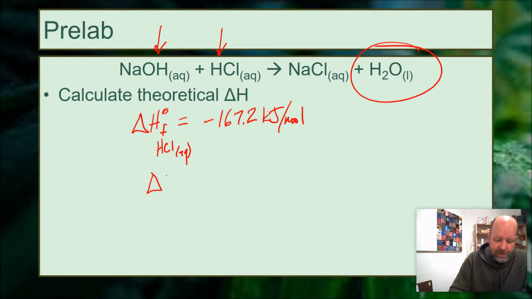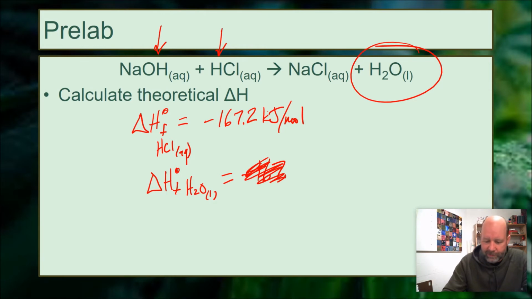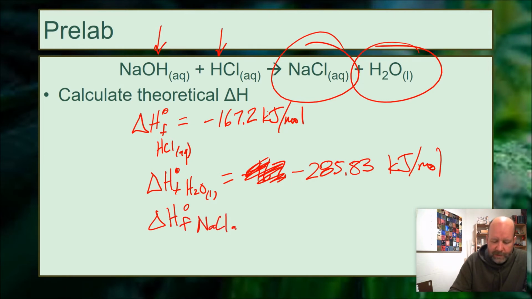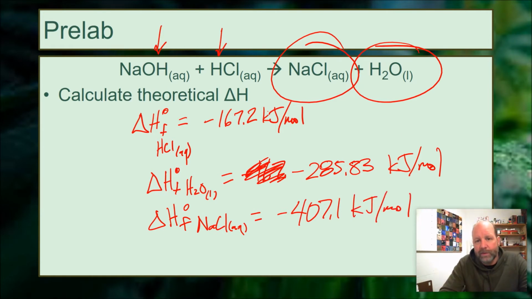So the standard heat of formation of H2O in the liquid form is equal to, sorry, my eraser is apparently not working on my pen again, so that's irritating. Sorry for the scribble, but the water is going to be negative 285.83 kilojoules per mole. And then we also need the heat of formation of sodium chloride, which is again aqueous, so the delta H formation of NaCl aqueous is equal to negative 407.1 kilojoules per mole. So using those values, you ought to be able to get a theoretical delta H for each one of those, and you want to have that ready to go.